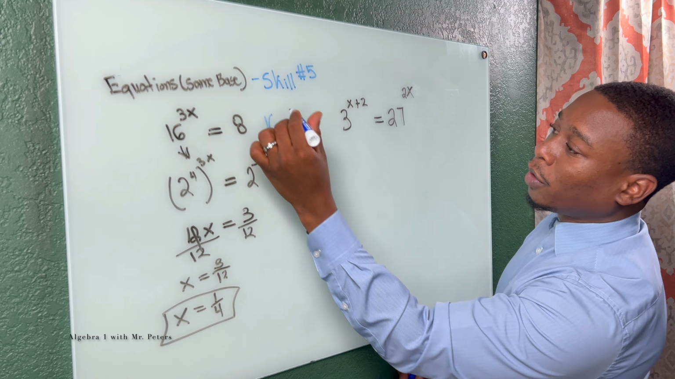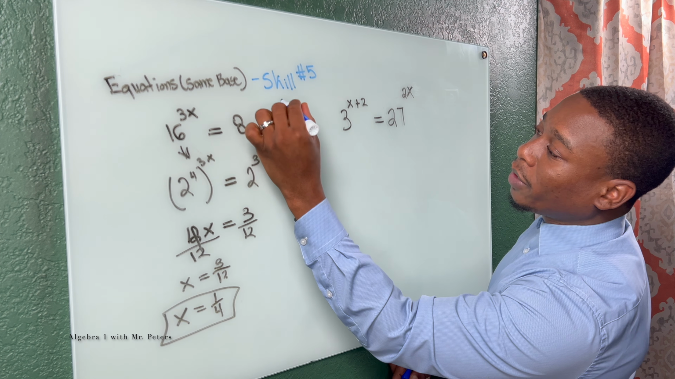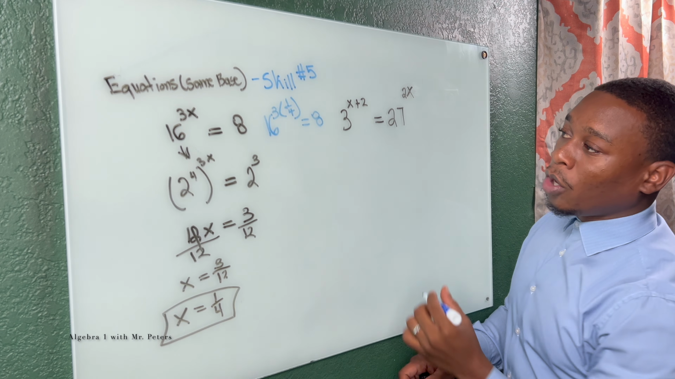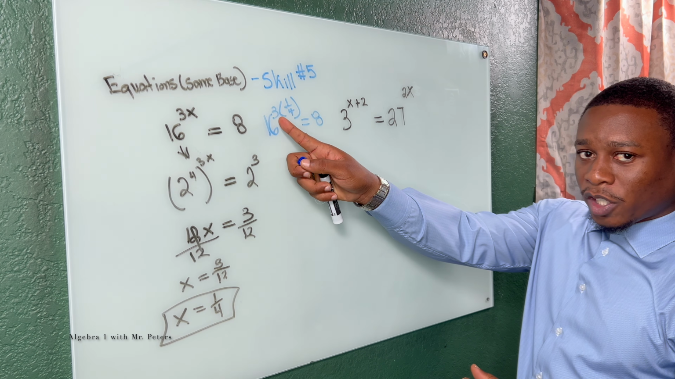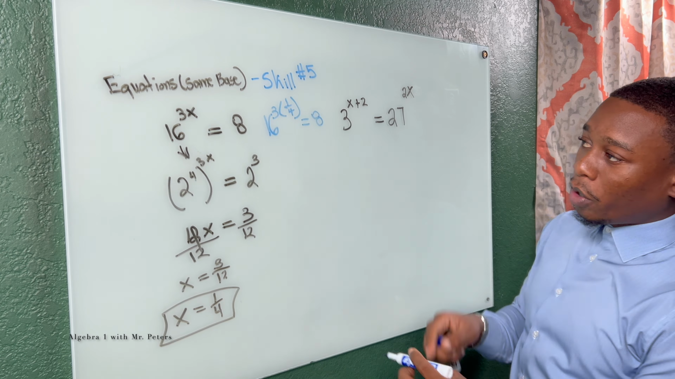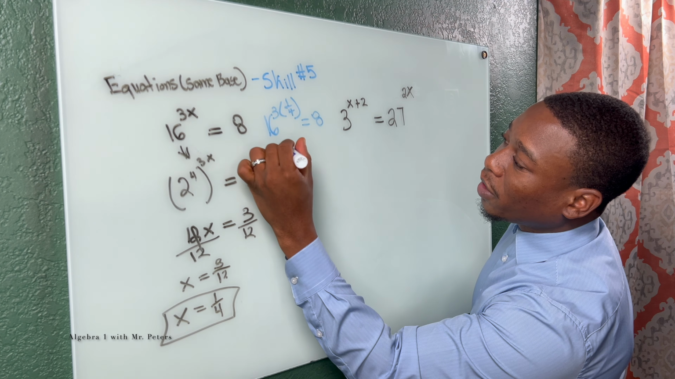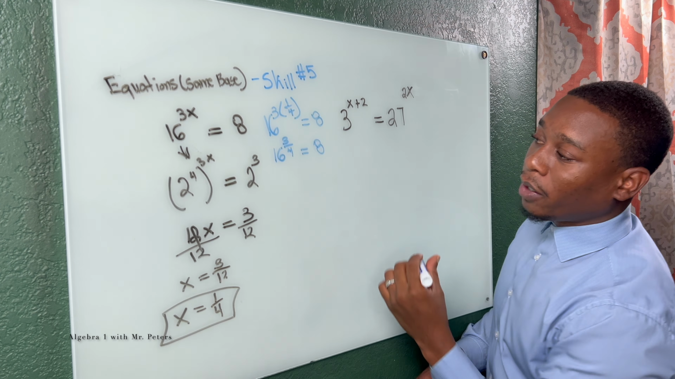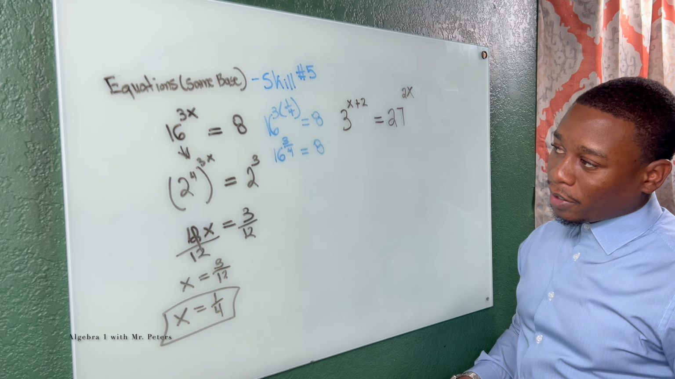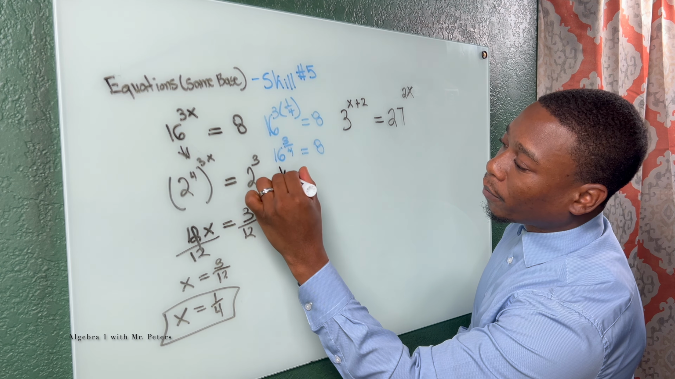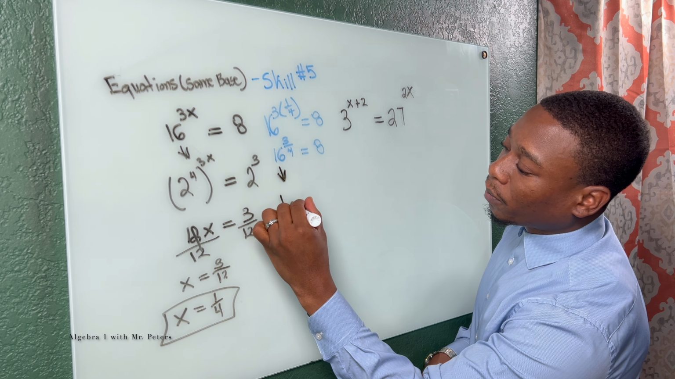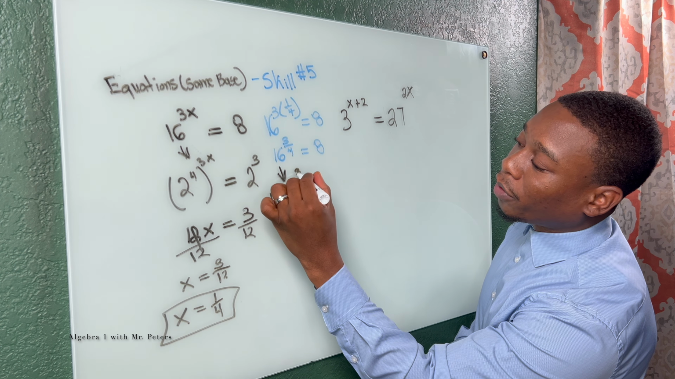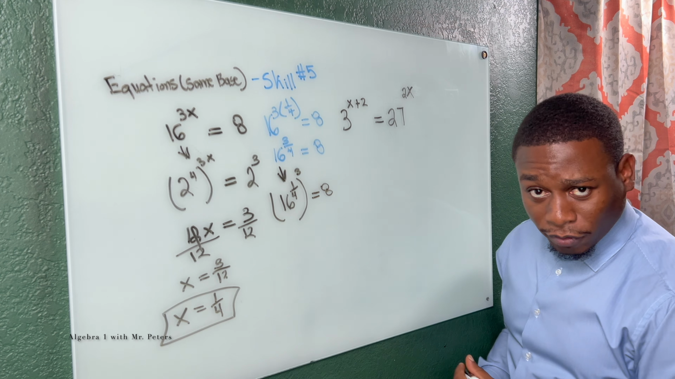16 to the 3 times 1/4 power is equal to 8. Well, when we focus on these properties of exponents and I multiply 3 by 1/4, this is going to give me 16 to the 3 over 4th power is equal to 8. Now, once we simplify this, meaning I do 16 to the 1/4 power and then I raise it to the 3rd power, will that give us 8?